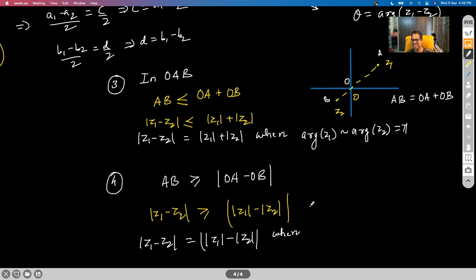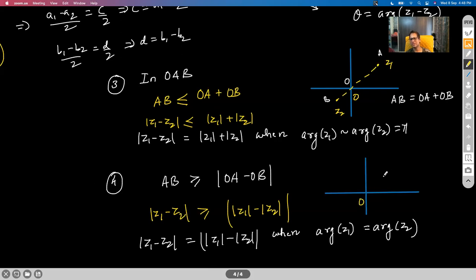Exactly, Nikhil. I think you have got the crux of the situation. That's why you are getting all the answers. So when their arguments are equal, that means Z1 and Z2 must be in the same line and on the same side of the origin. Let me quickly draw a small diagram to illustrate that.